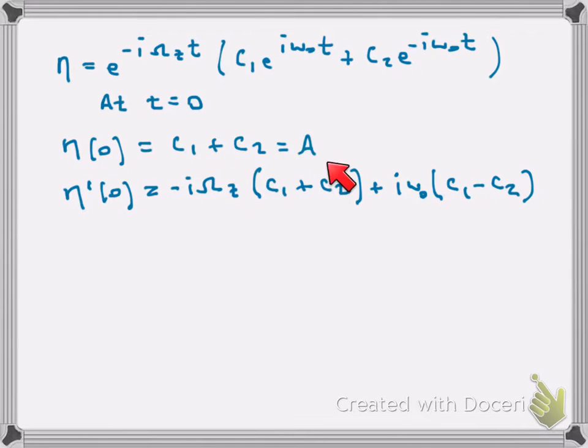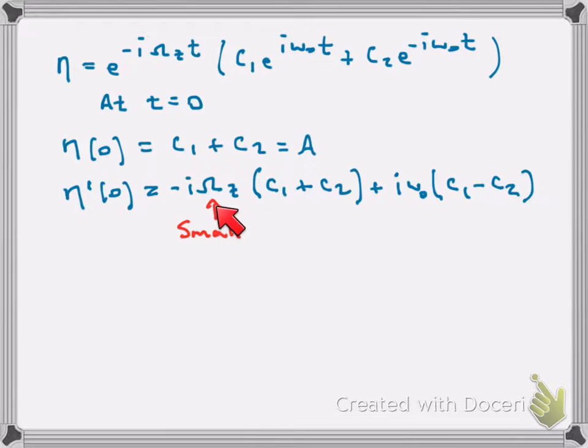Now I want to neglect this first part here because it has a capital omega sub z, and omega z is very small because this is from the rotation of the Earth, which happens on a relatively large time scale relative to omega naught.